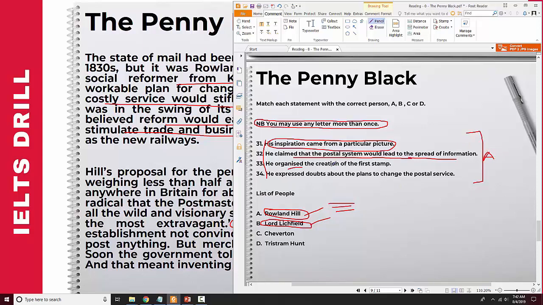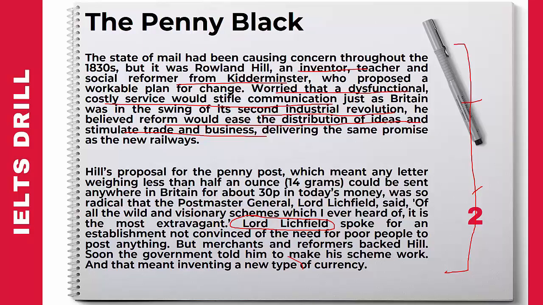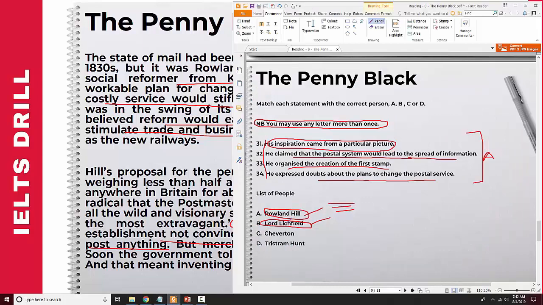Okay, he organized the creation of the first stamp. No, we are still discussing the idea. Okay, he expressed doubts about the plans to change the postal service. So this is Lord Lichfield, right? He's saying who was not convinced of the need of poor people to post anything. He was not very much in favor of this idea. So 34 is B.